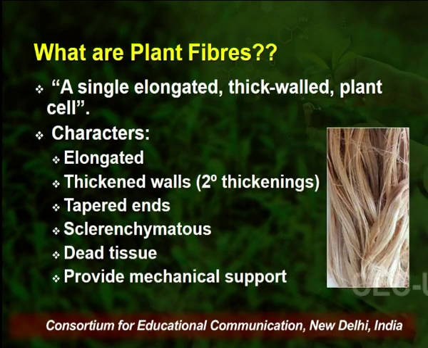If we look into the characters of plant fibers, then obviously, since the name is fiber, they are elongated. They have thick cell walls, and these cell walls are primarily the secondary thickenings present on the fibers. Fibers normally have tapering or pointed ends. They are generally sclerenchymatous in nature. Therefore, they are normally dead tissues, and for plants they largely provide mechanical support. Obviously, there are other uses of these fibers for the plants, which we are going to discuss ahead.